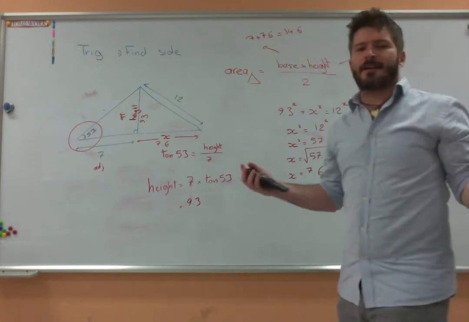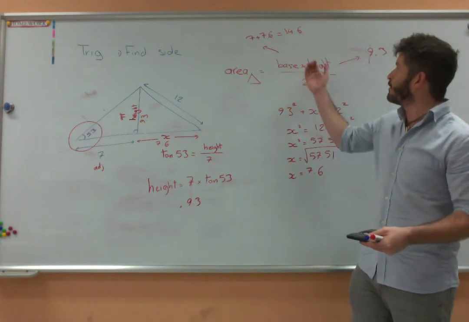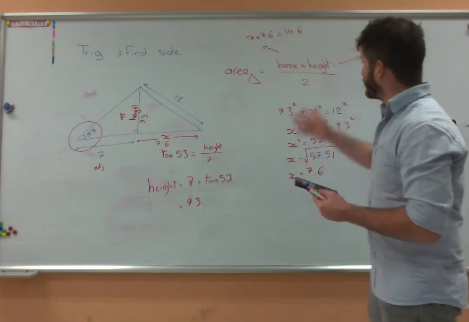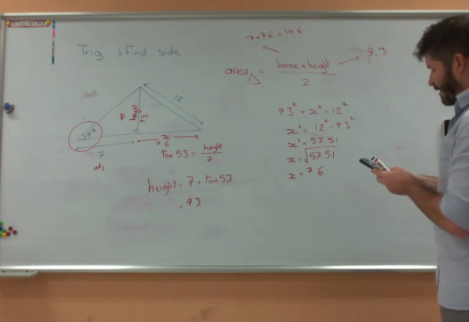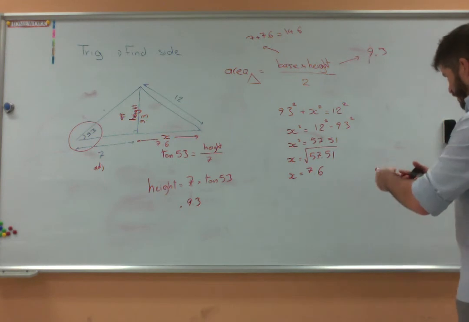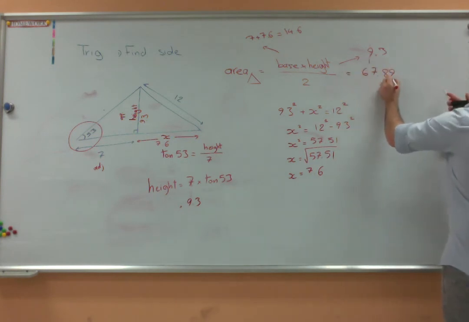And now we have it, guys. There was a very long question. We had to use two different concepts, but we're almost at the answer. So let's try to solve this. We got 14.6, the base, times 9.3, the height, divided by 2, and you get the value of 67.89 unit squared.